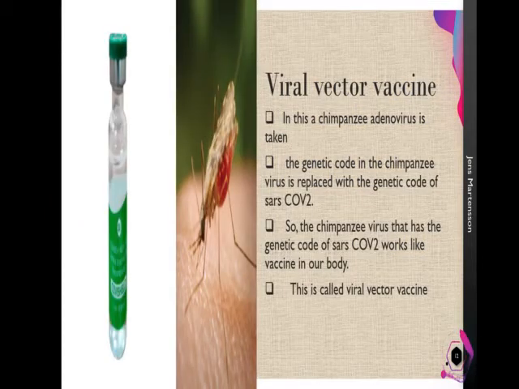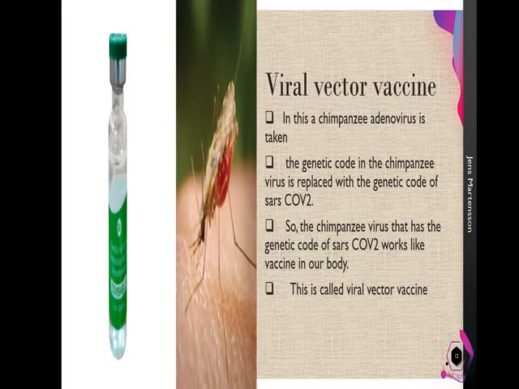Next, viral vector vaccines. Examples of viral vector vaccines are Covishield and Sputnik V. In this, if I take the example of Covishield, a chimpanzee adenovirus is taken. What is adenovirus? It is nothing but the name of a family of viruses. Similarly, chimpanzee virus is a kind of virus. Now this virus is taken, and the genetic code which it has is removed and replaced with the genetic code of SARS-CoV-2. SARS-CoV-2 is nothing but corona itself, COVID-19. And now the chimpanzee virus, which has the genetic code of SARS-CoV-2, works like a vaccine in our body.